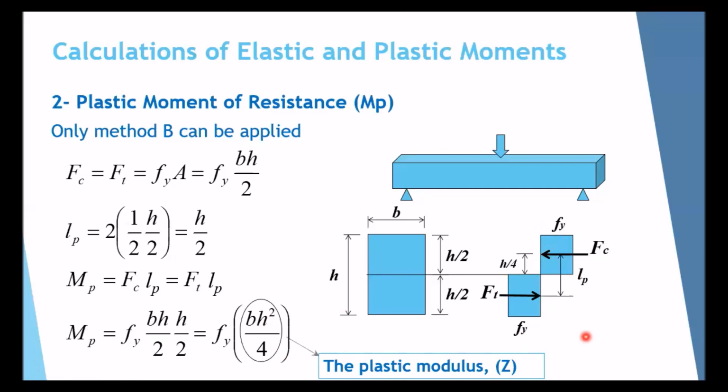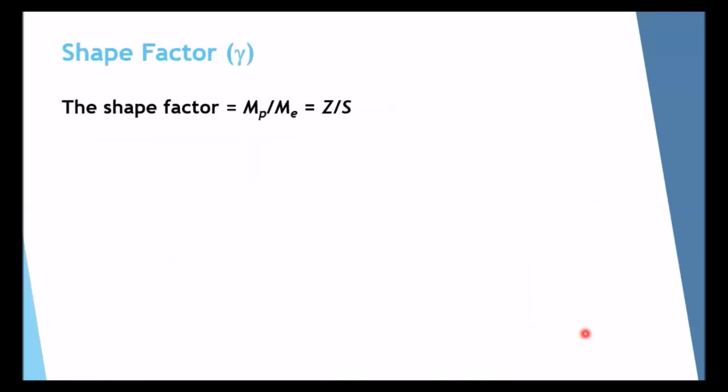Once we find Z and we find S, we can now go to the shape factor, and we give it the letter gamma here. The shape factor of a cross section equals M plastic divided by M elastic, the plastic moment divided by the elastic moment. Okay, and the plastic moment equals F yield times Z. Elastic moment equals F yield times S. So instead of using M plastic divided by M elastic, it will be directly Z over S, the plastic modulus divided by the elastic modulus. This is the shape factor.